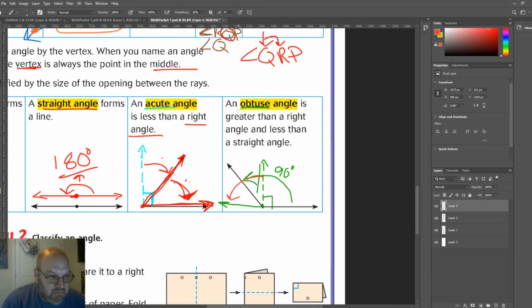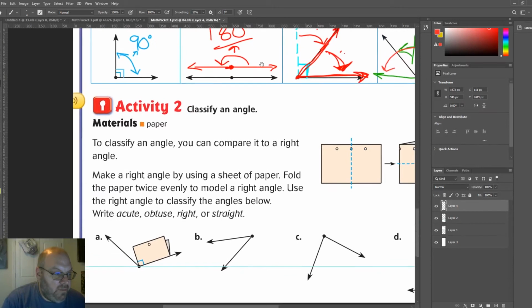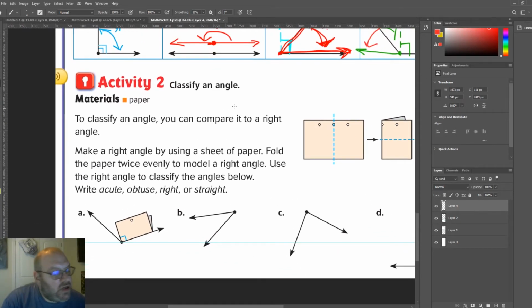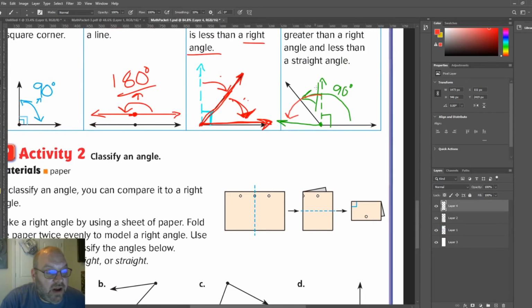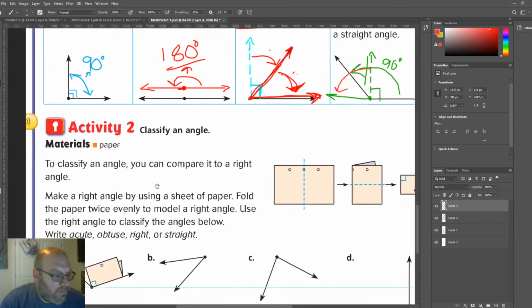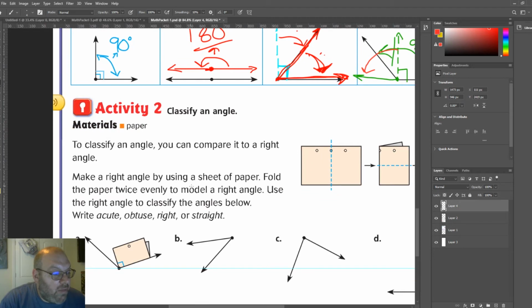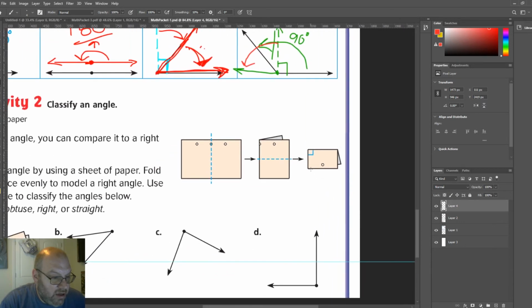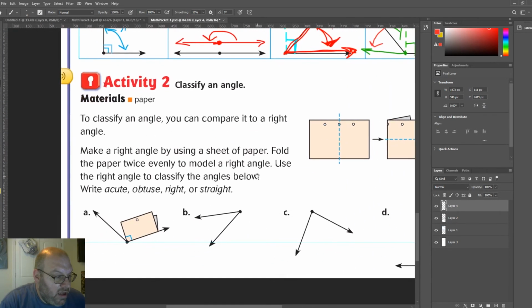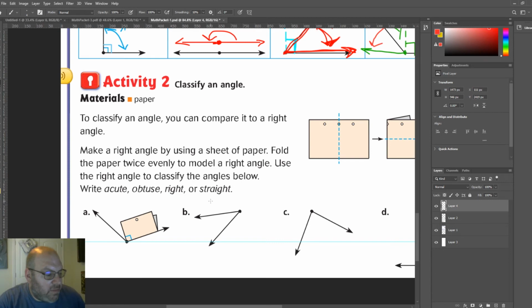Big. Good. All right. Now, if you got some paper, you can totally do this at home. I don't have paper right now. Plus, it's on the computer screen. So, to classify an angle, you can compare it to a right angle, which is what we were doing up here. Is it greater than a right angle or less than a right angle? Make a right angle by using a sheet of paper. Fold the paper twice evenly to model the right angle. It shows you right here. See? It has a little right angle. And use the right angle to classify the angles below.